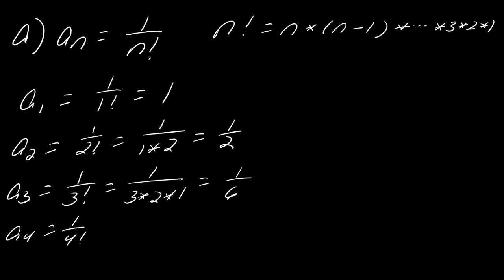A sub 4 is going to be 1 over 4 factorial. So alternatively, I can just think of taking 4 times the 6. So this will be 1 over 24.